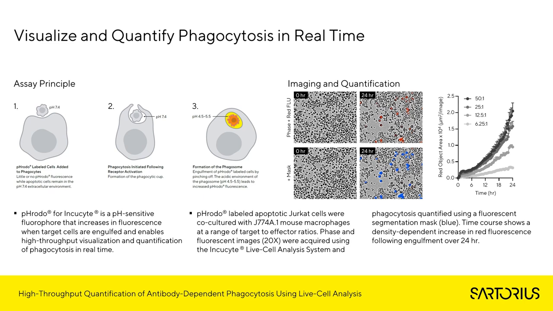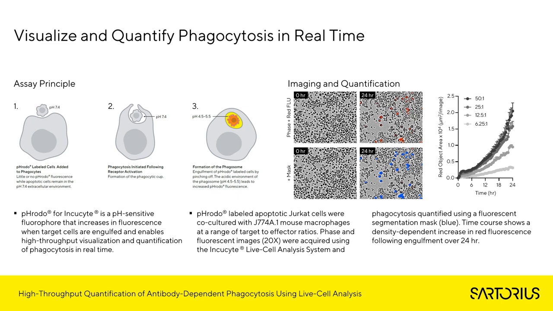Using the InKSight live cell analysis system, this increase in fluorescence can be automatically quantified over time with integrated software to segment the areas of high intensity. Additionally, the observed phagocytic signals can be confirmed using the InKSight HD phase contrast images, and these allow for direct visualization of cell engulfment in real time.